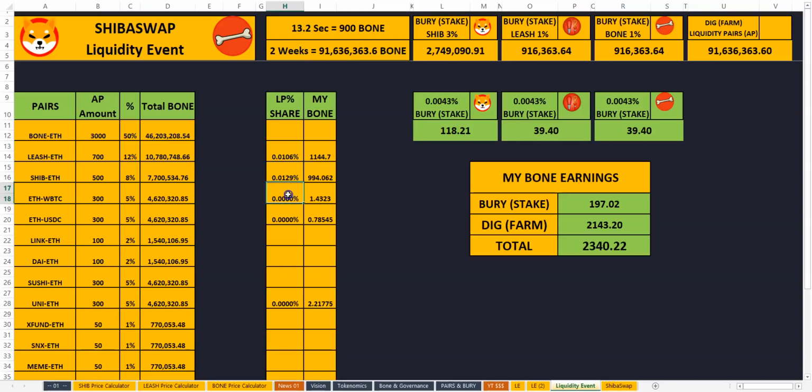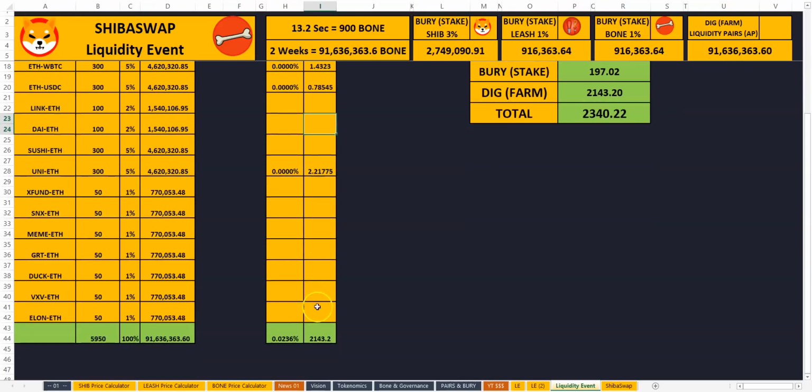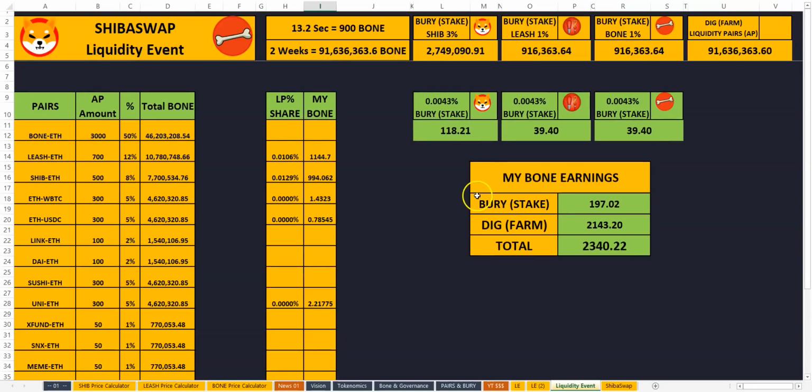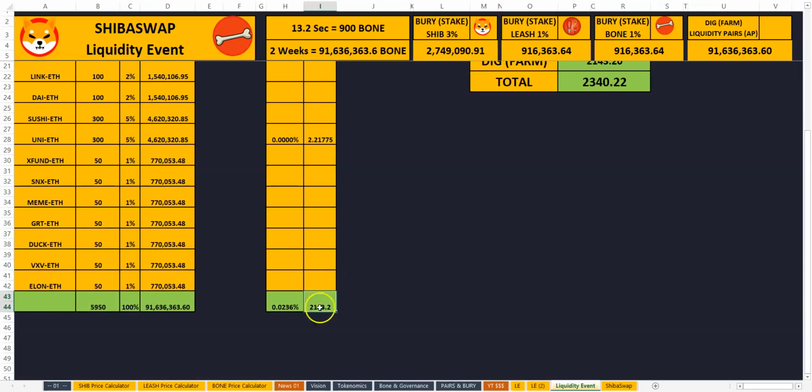And if I was to use the same percentages which I currently have in Uniswap, I'm just going to import them here. I've manually typed them. This is how much BONE I can expect to receive. So there's a total BONE of about 2,000. That's assuming that these share rates will be the same. And what I've just simply done here is this is my total BONE earnings. This here is coming from here.